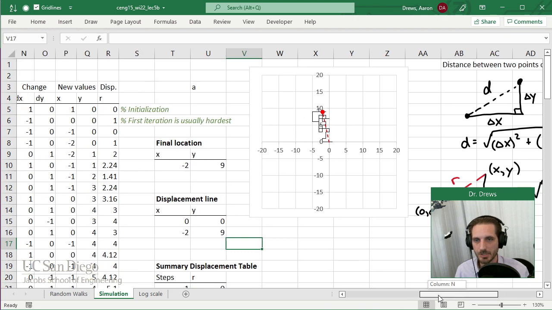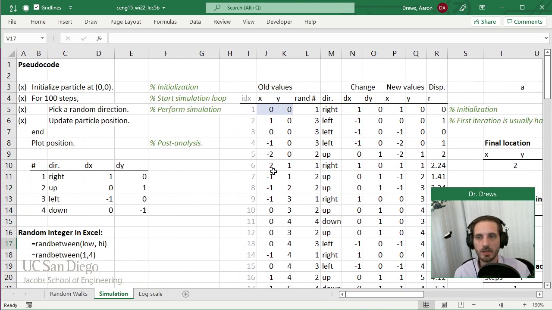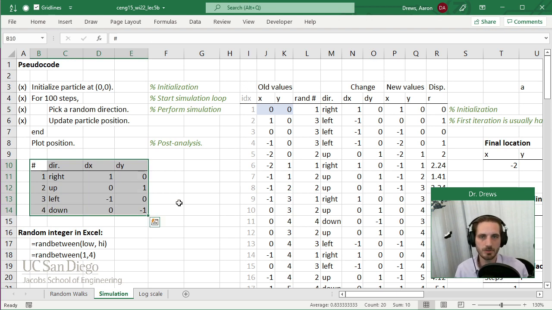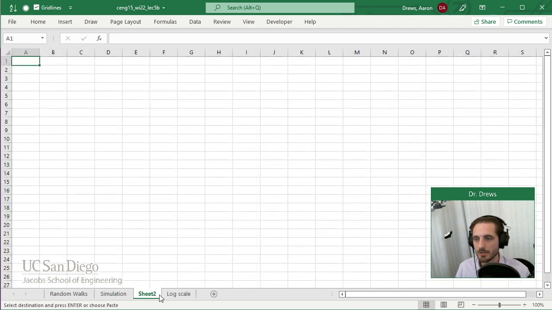So let's look back at our simulation over here. Recall that the way that we set up this random number generation was to pick a number between 1 and 4, and then we would look in a table to determine whether we went right, up, left, or down. That table was over here. This summarized all of the possible directions that we could go, as well as what those looked like on a 2D axis, whether we displaced to the right or left or up or down. We enumerated all of those possible outcomes. There are other ways to do that, and I want to talk about a few of those other ways. So in order to do that, I'm going to take this table and move it over here to a new sheet. Oops, I lost it.